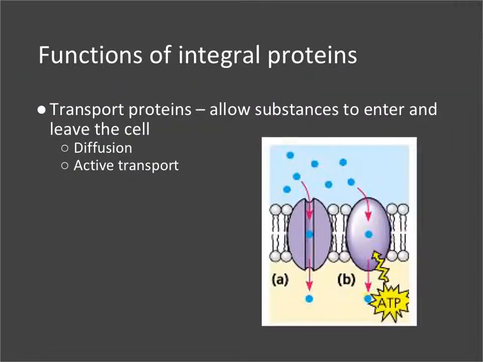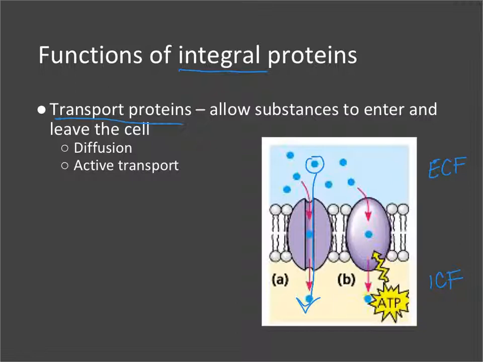So starting by talking about one type of integral protein. And remember, these are the proteins that go all across the cell membrane. So they touch the extracellular fluid and they touch the intracellular fluid. And I guess they're all really important, but one really important type is these transport proteins. And these are proteins that help to allow certain substances to cross the cell membrane.